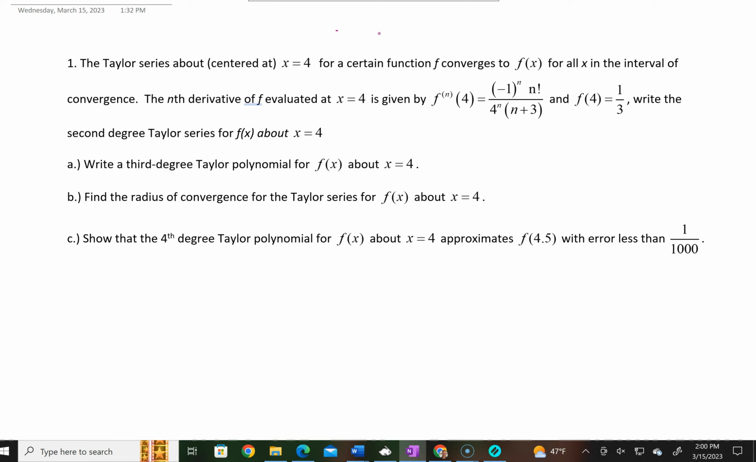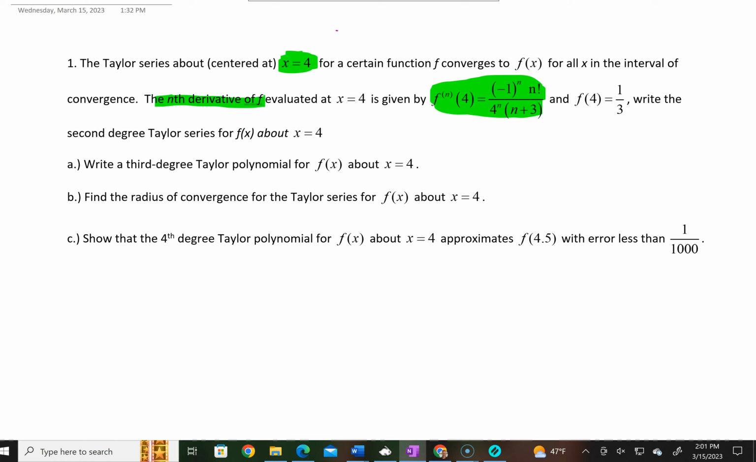But in particular, let's read this together. This is the only problem that we're going to have in this video, but it's so important. The Taylor series centered at x equals 4, I'm so sorry, for a certain function converges to f of x for all x in the interval of convergence. Here is what I really want you to take note of. Look at this. The nth derivative of f is given to us in this formula.